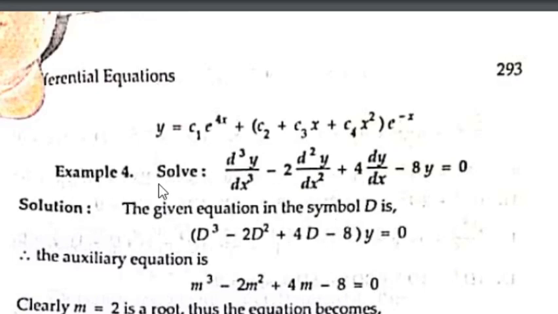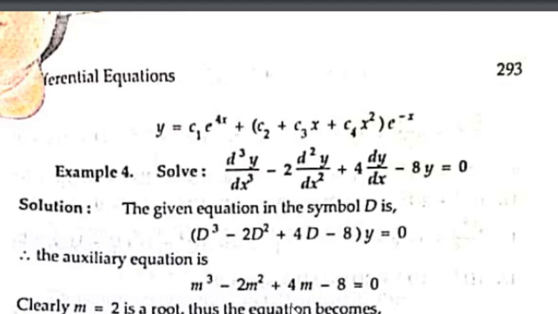Next again here, example 4, solve d cube y by dx cube minus 2 d square y by dx square plus 4 dy by dx minus 8y equal to 0. Again the given equation in the symbol D, we replace these derivatives, differential coefficients, by its operator D. So this becomes D cube minus 2D square plus 4D minus 8 into y equal to 0. Now we write the auxiliary equation, replace D by m. So m cube minus 2m square plus 4m minus 8 equal to 0.